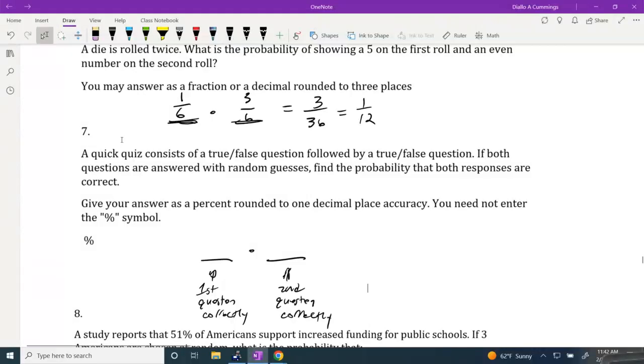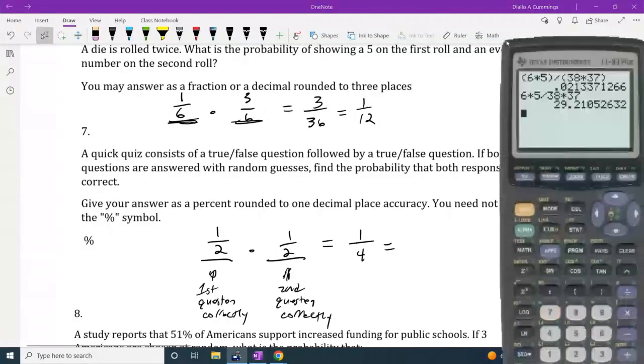So for the first question, how many answers are there to choose from? 2, right? It's either true or false. Out of those 2 responses, how many is right? Just 1. So you have a 50% chance of getting it right, 1/2. What about the second question? Same deal, right? There's 2 answers, only one of them is right. So we're going to multiply the numerators. So 1 times 1 is 1. We're going to multiply the denominators. 2 times 2 is 4.